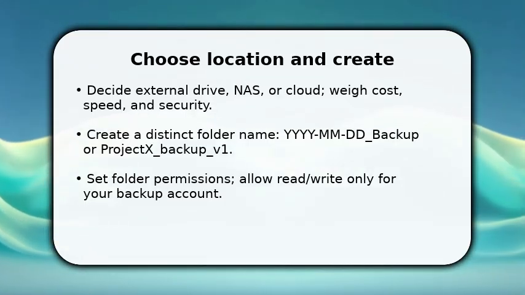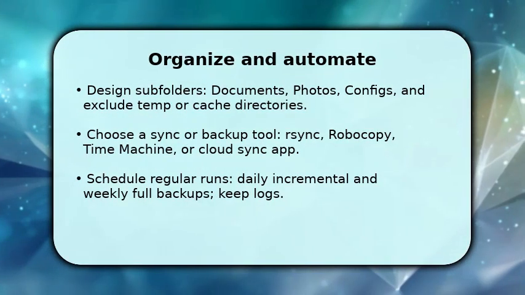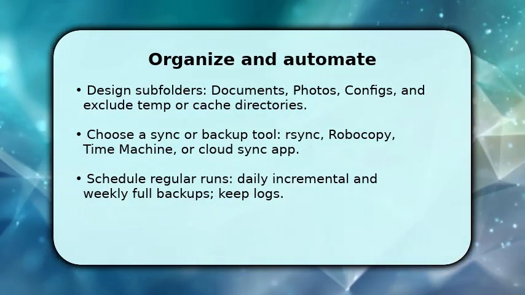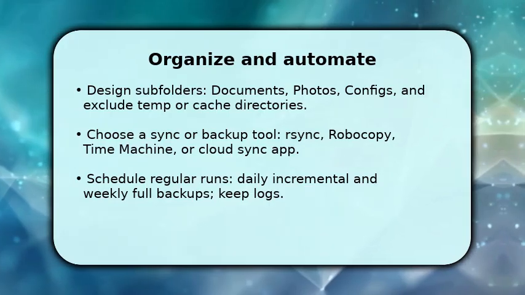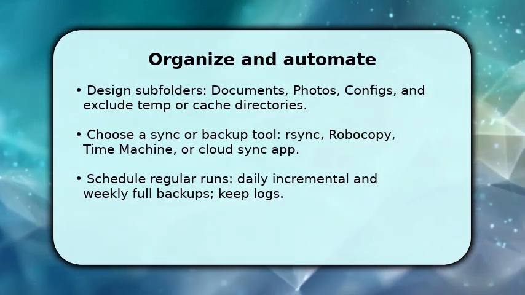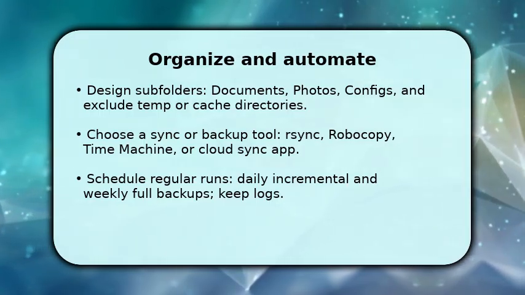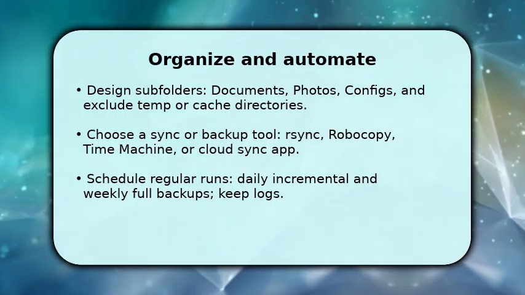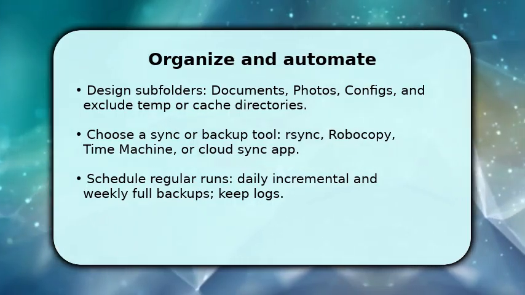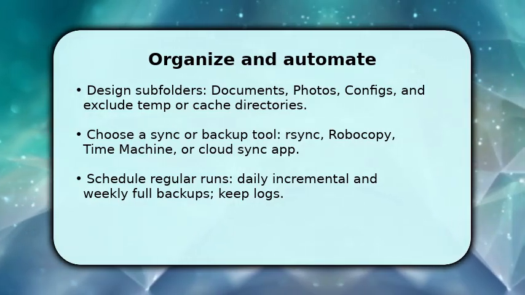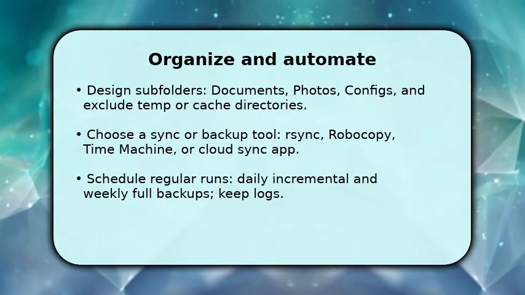Now organize the folder with clear subfolders like Documents, Photos, and Configs so you can restore selectively. Once done, pick a reliable tool, rsync, Robocopy, Time Machine, or your cloud provider's sync app, and configure it to copy files into those subfolders. Make sure to use incremental backups to save space and schedule daily increments plus a weekly full backup. Enable logging so you can confirm each run. Also exclude temporary and cache.